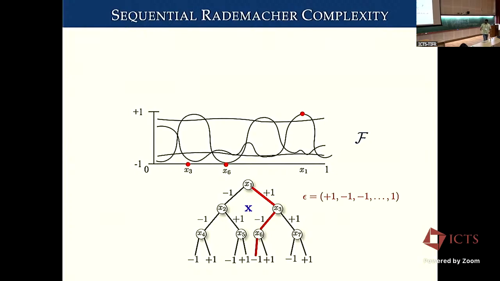The difference here is that for each draw of epsilon, I get a different input sequence x1 up to xn that depends on this path on this tree here. Okay, and on average over these draws, how well does my function class correlate with these epsilon 1 through epsilon n on the specific path? That's exactly the quantity that we are measuring. It turns out that that's the right quantity when you have adversarial inputs.